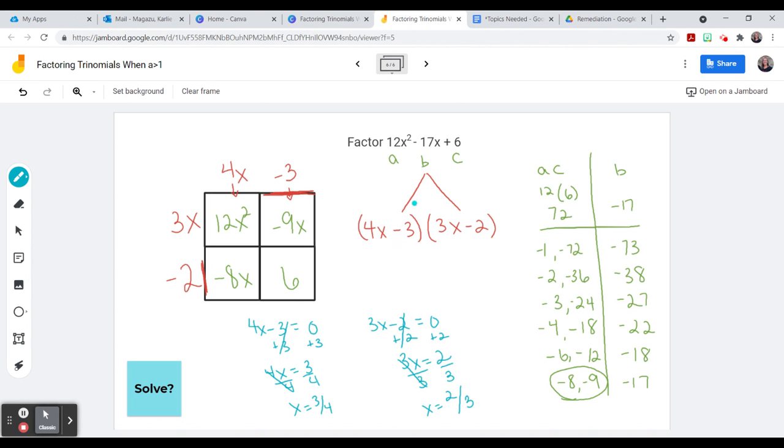So if you needed to factor, you could leave it right there. If you needed to solve, you just gotta set it equal to 0 and solve that multi-step equation. All right, y'all. Hopefully factoring is a little bit easier for you now. If not, check this video out again.